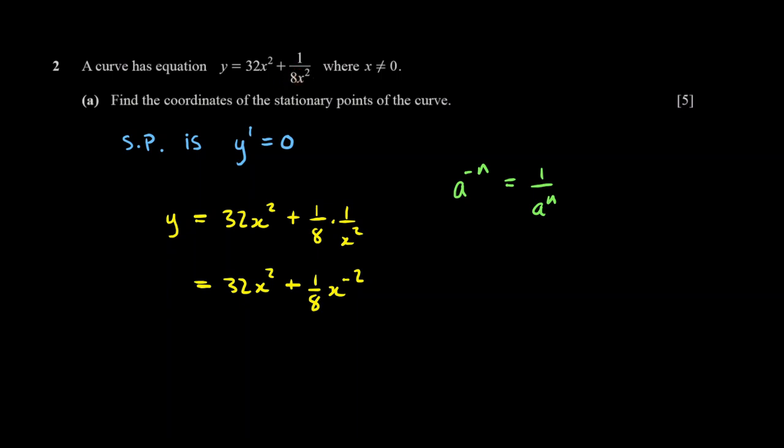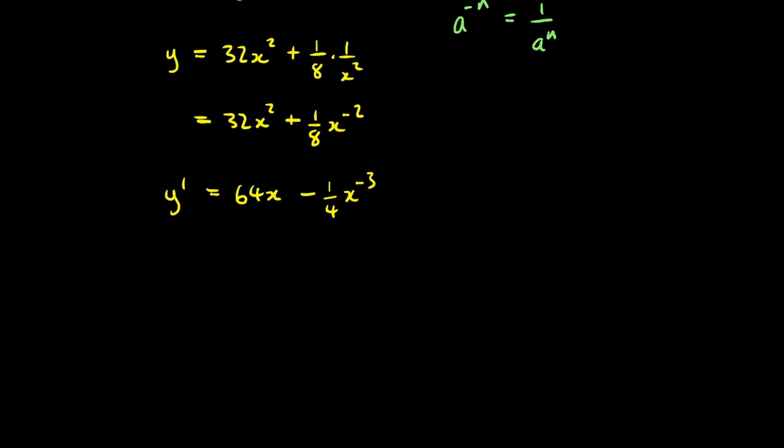And so often what happens is I end up with something like 8x to the -2, because students get confused. So I think if you split it up at the beginning, it makes it easier for you to process. All right, well, now that we've done that, we can actually differentiate. So if we differentiate, we bring the 2 down to the front, we get 64x. We differentiate the 8x to the power of -2, then we're going to get -1/4 x to the power of -3.